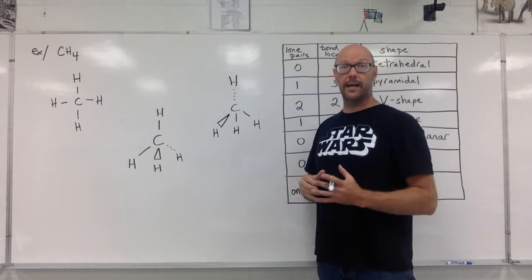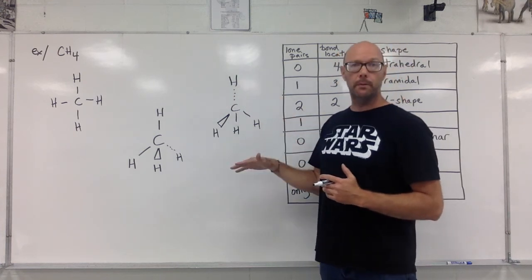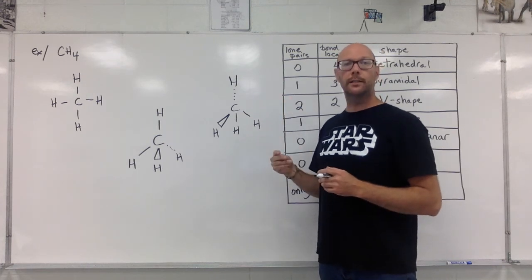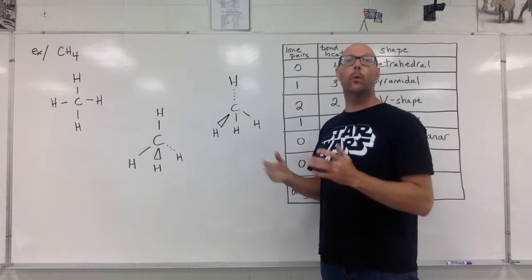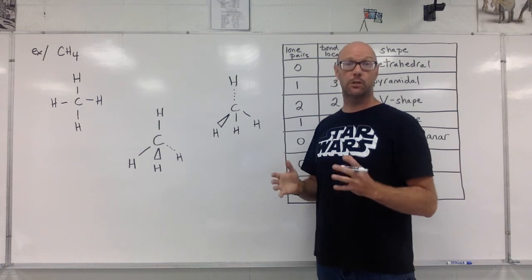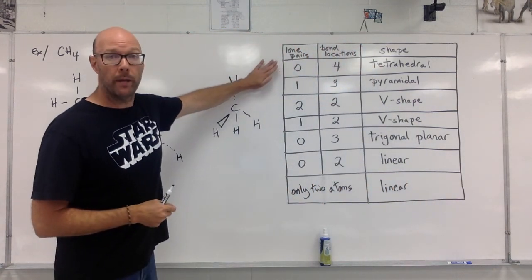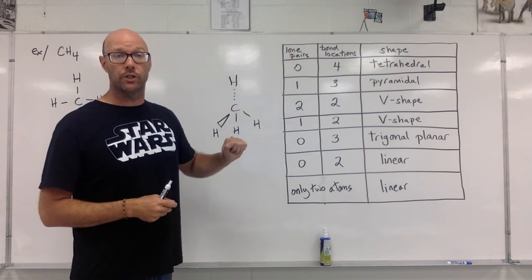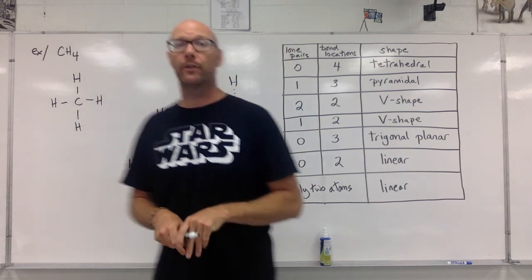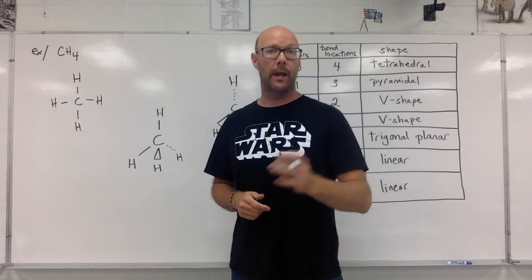Tetrahedral always looks like that. 1 above, 3 below, 2 solid lines, a dotted line, and a wedge-shaped line. A tetrahedral shape. It's when the central atom has 0 lone pairs and 4 bond locations. And our standard example for that is methane. And I hope that helps.